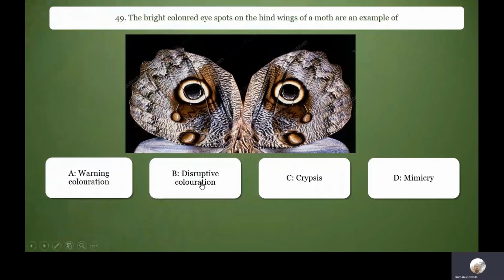The bright colored eye spots on the hind wings of a moth are an example of mimicry. Mimicry is mimicking the eyes of another organism, and that could make the predators scared of coming towards it.